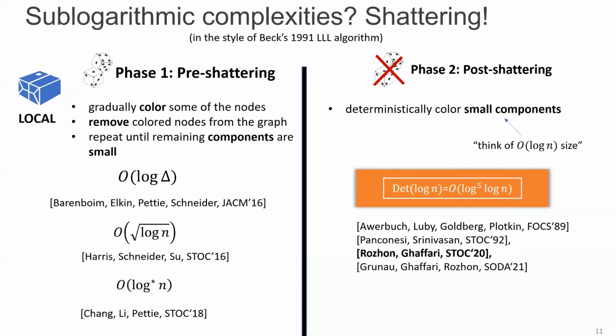And the first paper that introduced this shattering framework for many problems in the area is this paper by Barenboim, Elkin, Pettie, and Schneider, which provided a log delta pre-shattering phase for the graph coloring problem. Note that if delta is as large as n or linear in n, this in total still gives a log n round algorithm. And then this was later improved in the LOCAL model to square root log n. This was the first sublogarithmic algorithm for the problem. And then even further to a very fast algorithm that only takes log star n rounds to shatter the graph.